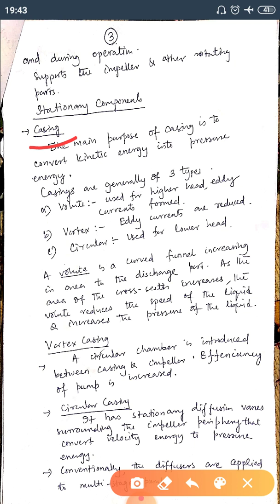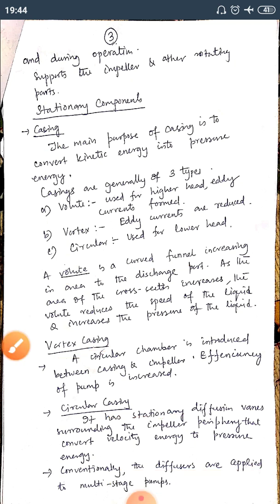A volute is a curved funnel increasing in area toward the discharge. As the area of cross section increases, the volute reduces the speed of the liquid and increases its pressure. Next is the vortex casing. It is a circular chamber introduced between the casing and impeller. Efficiency of the pump is increased due to this part. Last is the circular casing. It has stationary diffusion vanes surrounding the impeller periphery that convert velocity energy to pressure energy. Conventionally, diffusers are applied in multi-stage pumps.